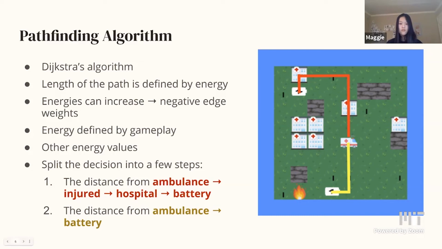Since there are negative edge weights, the algorithm must choose one of 2 choices for the path that it's going to take. First, it will calculate the distance from the ambulance to an injured person to the hospital and then to a battery, which is the path shown in red. If the ambulance has enough energy to make this move, then it will go in this direction. Otherwise, it will go directly to the nearest battery, which is shown in yellow.